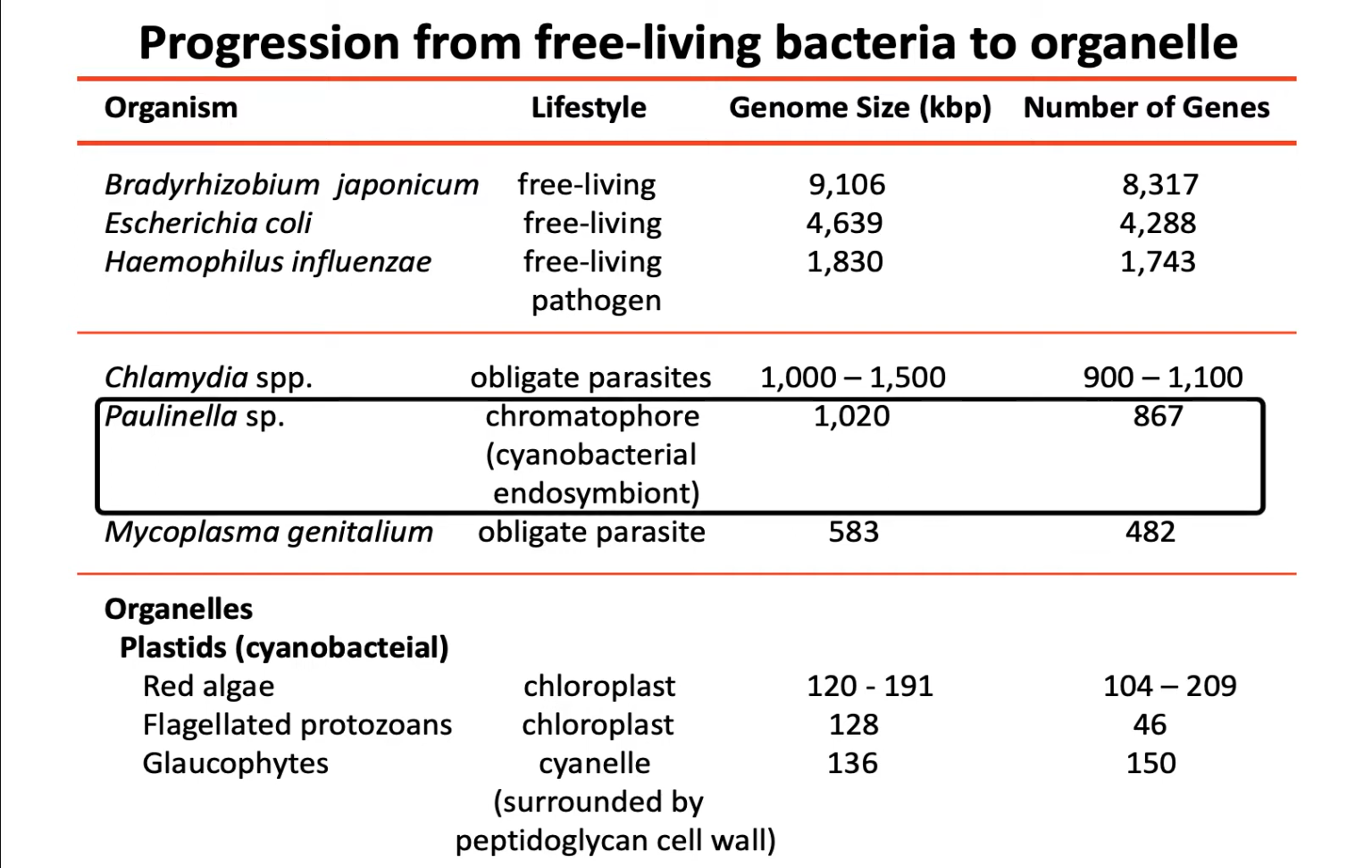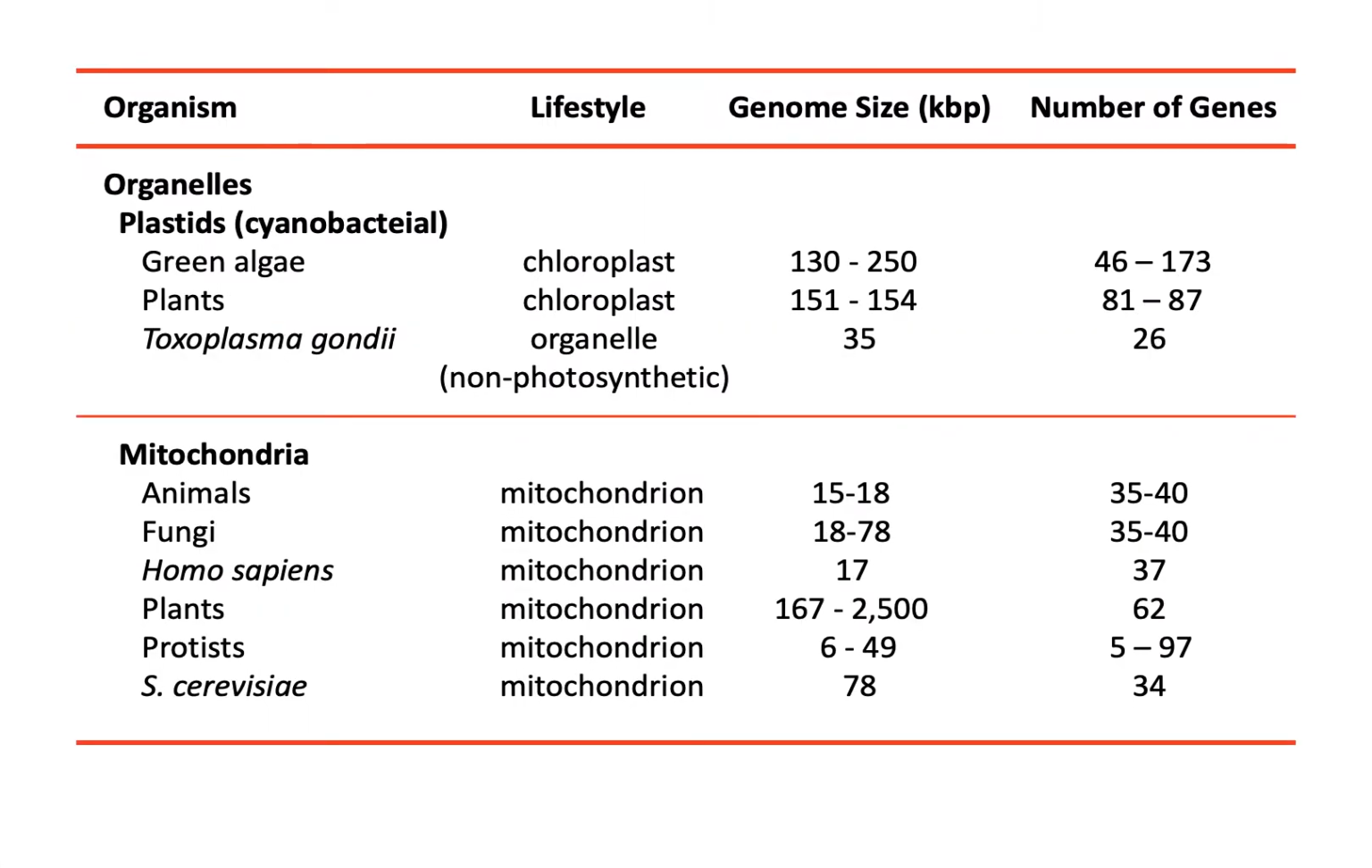Paulinella has a chromatophore. It's like a chloroplast, but it's more recently obtained. So this is an event that took place about 1 billion years ago, versus in plants where the cyanobacterium entered about 1.9 billion years ago. Because of that, it's actually lost less of its DNA. It's down to about 1 million base pairs of DNA and 867 genes. So it has a lot more coding capacity than do chloroplasts. But this is analogous to a chloroplast, but it's a second event that occurred much more recently, about 1 billion years ago. These are events that happened a longer time ago.